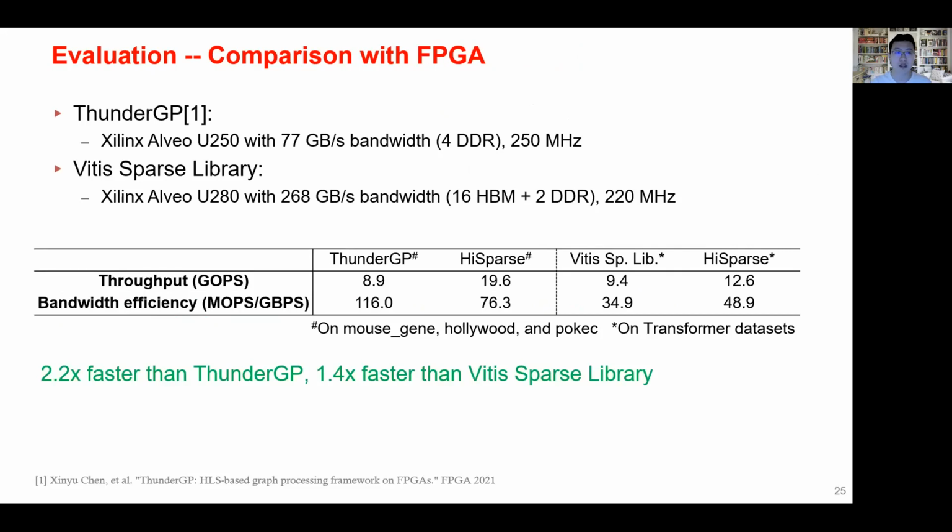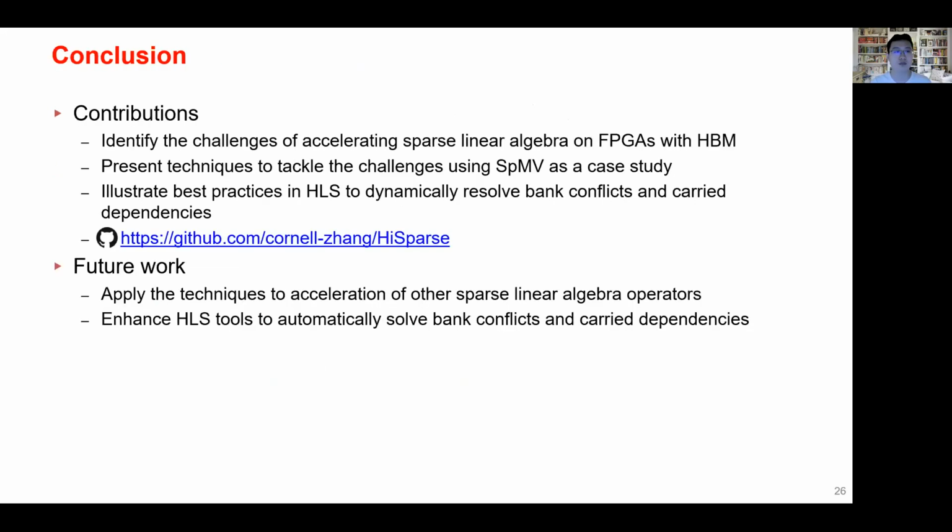We also compare our design to previous work on FPGAs, which are ThunderGP, implemented on a DDR FPGA, and the Vitis Sparse library, implemented on the same platform as HiSparse. When compared to ThunderGP, HiSparse is 2.2x faster, and when compared to the Vitis Sparse library, HiSparse is 1.4x faster, using a similar amount of memory bandwidth.